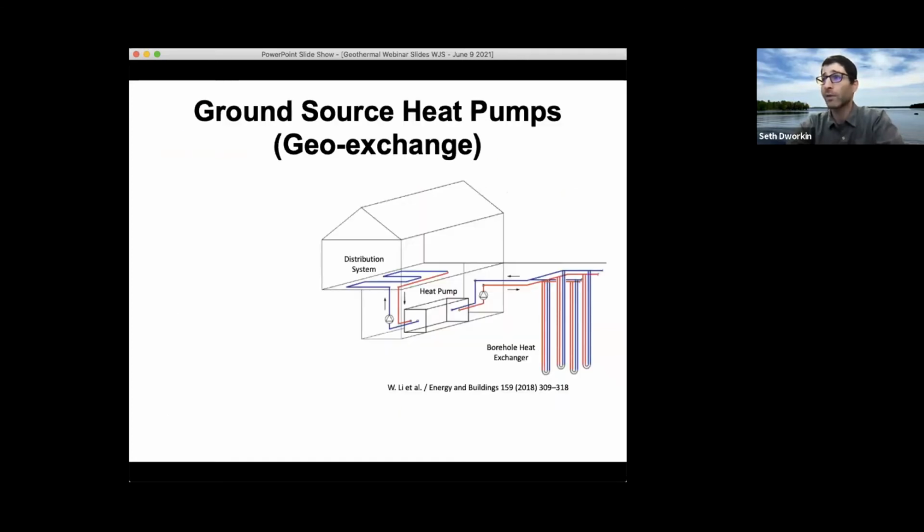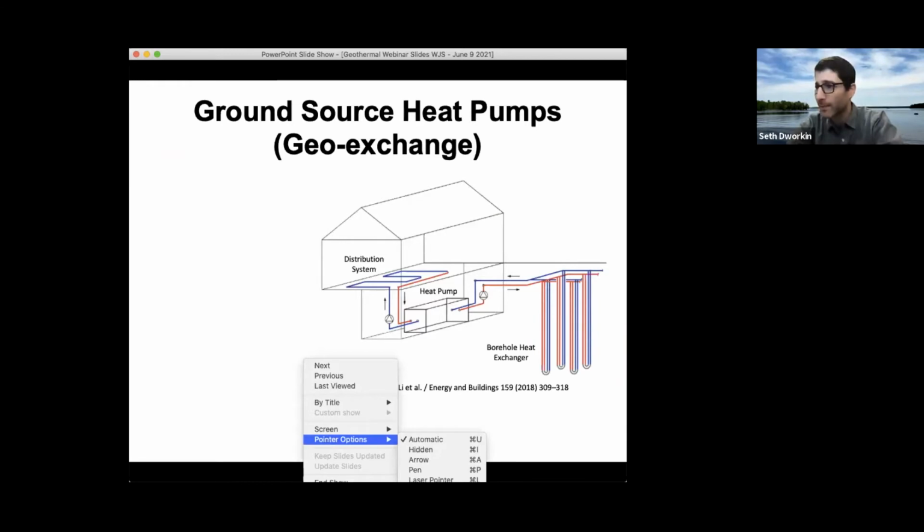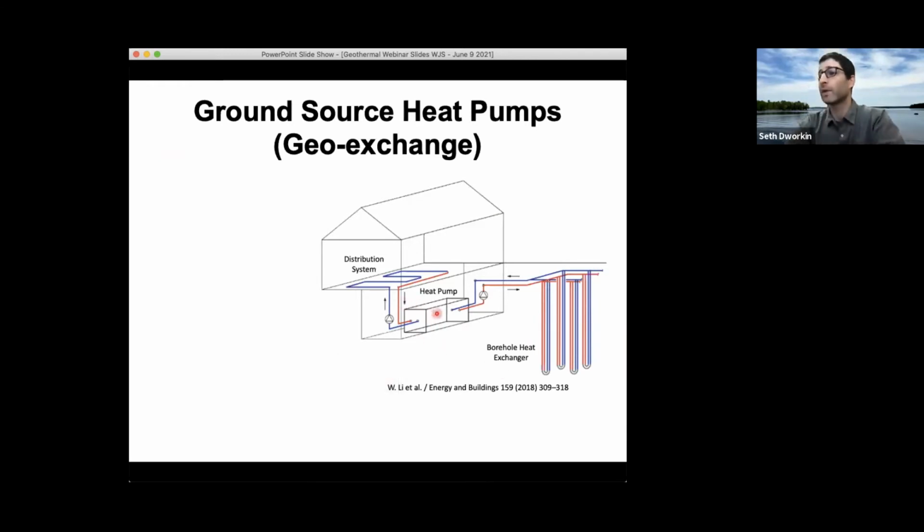So we're here to talk about ground source heat pumps, often referred to as geo-exchange systems. So here's sort of a schematic. I'm just going to switch now to my laser pointer. Okay. So here we've got a building, some sort of dwelling that's got a heat pump, which is hooked up into a vertical ground loop.